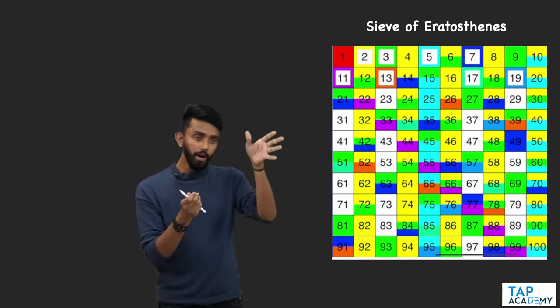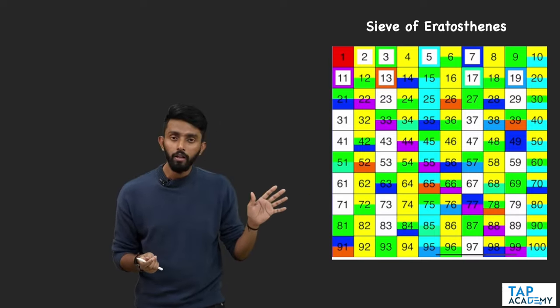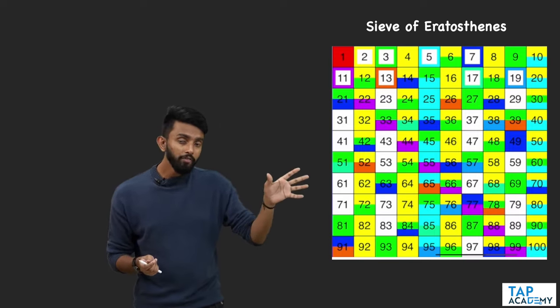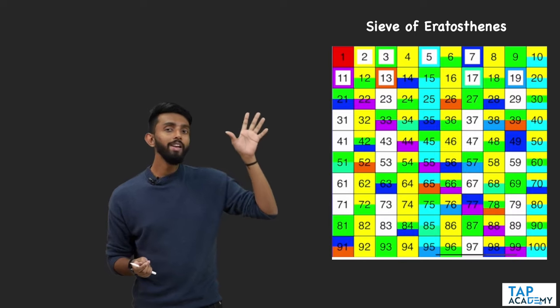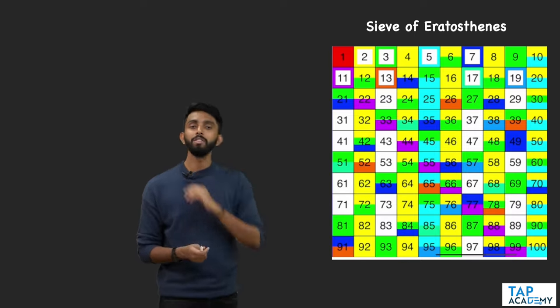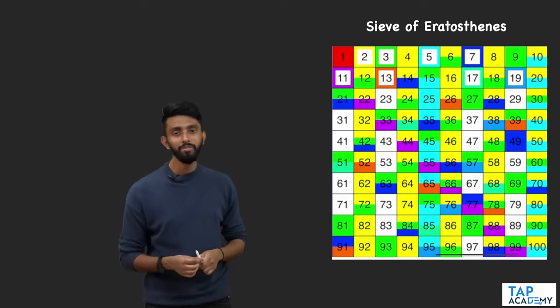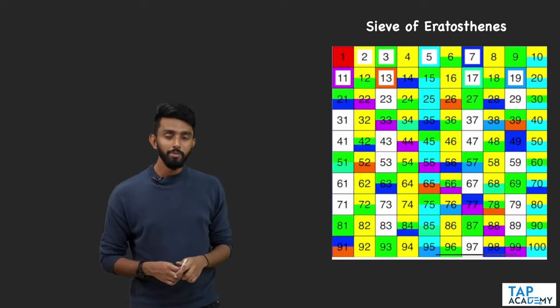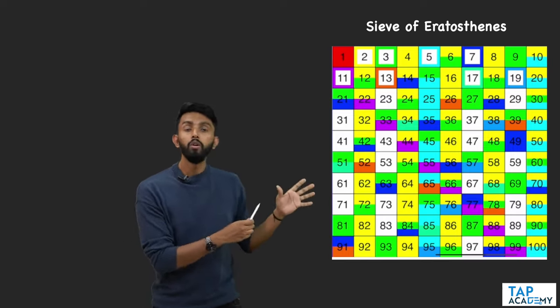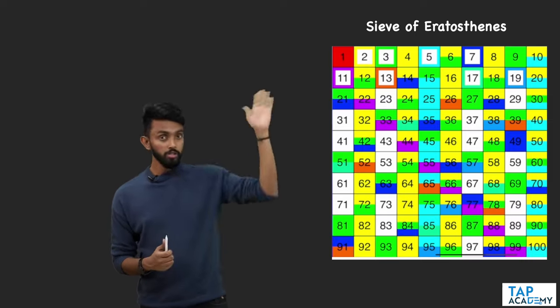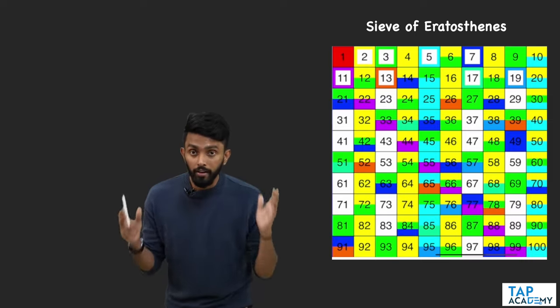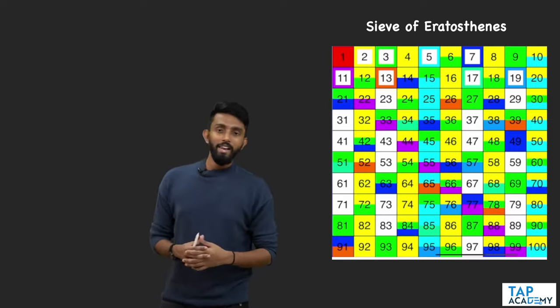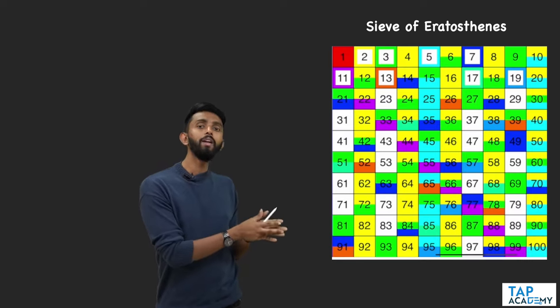Like that, if you keep marking, you will notice what will be left out. What will be left out are only and only prime numbers. Any confusion till this point of time? I hope everybody agrees with me. So this is the beauty of this Eratosthenes algorithm called the Sieve of Eratosthenes. And let us see how we can quickly implement this.